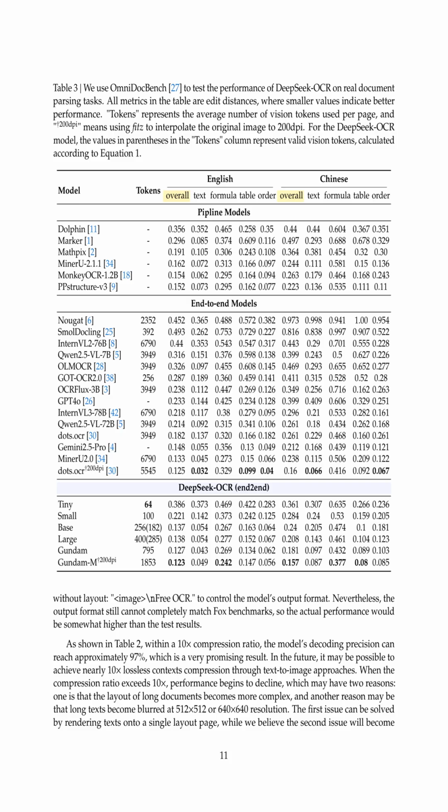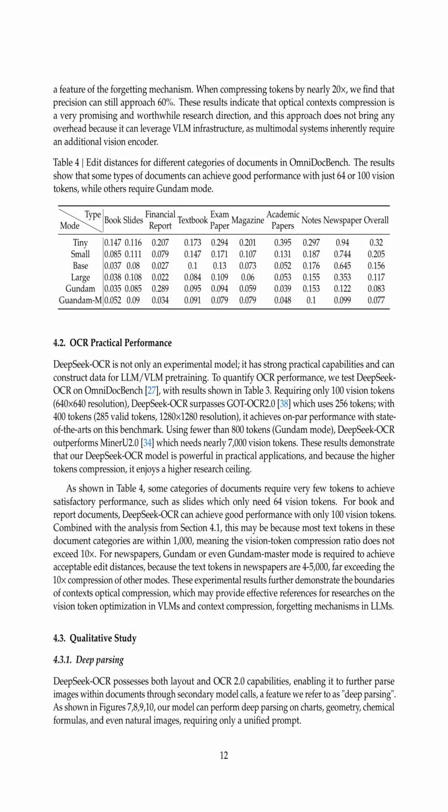One is that the layout of long documents becomes more complex, and another reason may be that long texts become blurred at 512 by 512 or 640 by 640 resolution. The first issue can be solved by rendering text onto a single layout page, while we believe the second issue will become a feature of the forgetting mechanism. When compressing tokens by nearly 20x, we find that precision can still approach 60%.